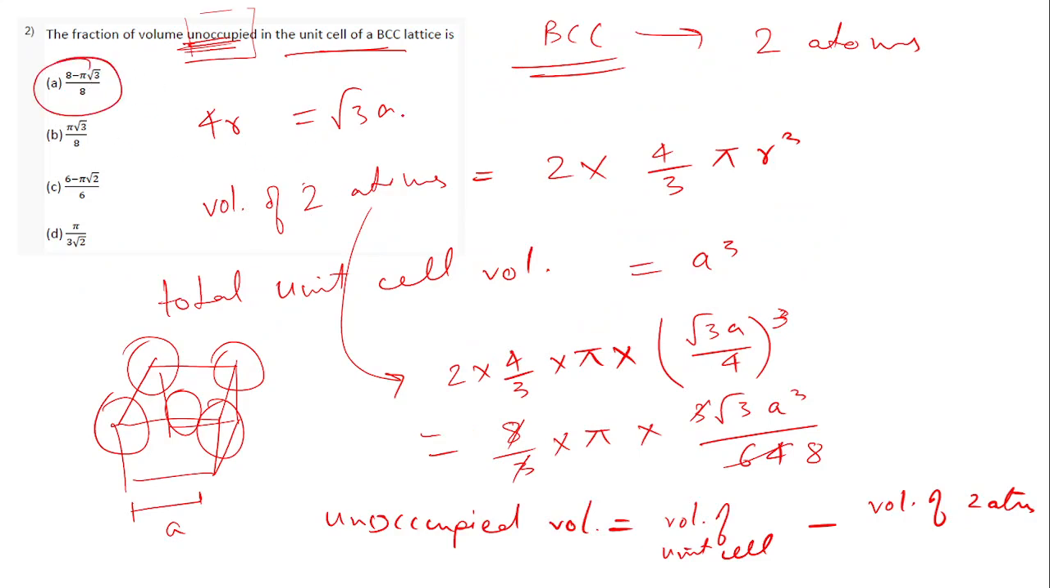So you have to take care that it's a BCC structure, then what will be the relation between the radius of atoms and the edge length, and then that we have to find out unoccupied volume and that also fraction. So you have to take care of these keywords here and then it's pretty straightforward.